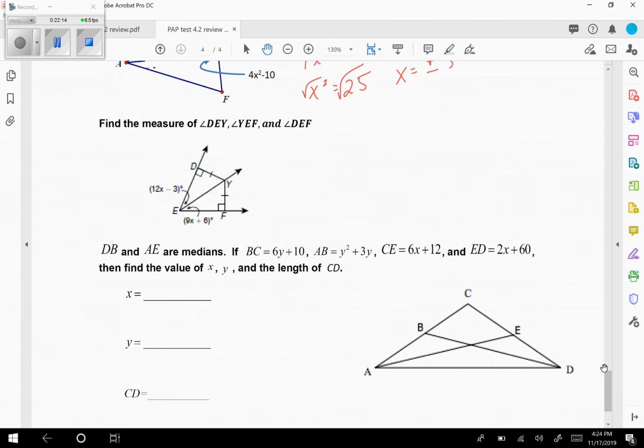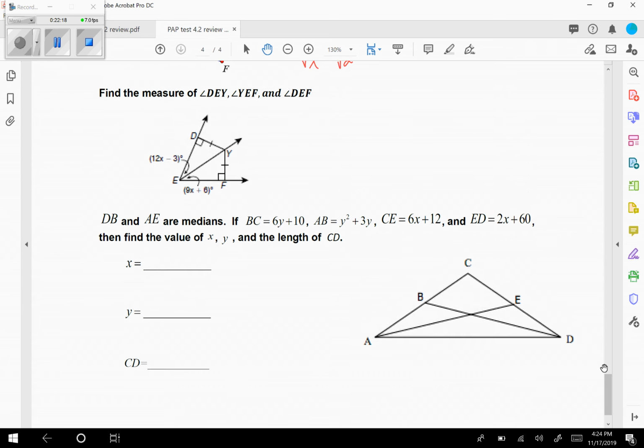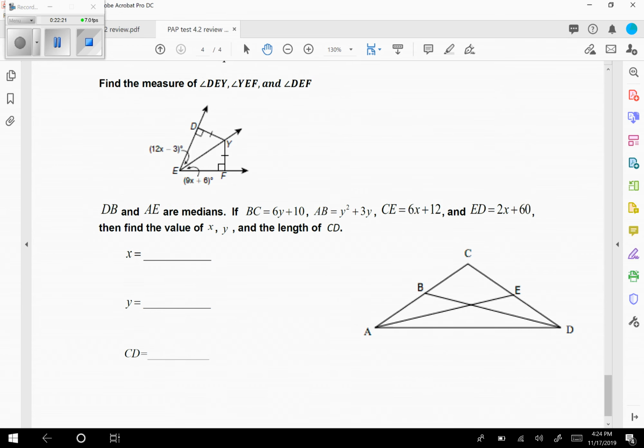All right. And here's our last one. It says, find the measure of angle DEY, angle YEF, and angle DEF. So we have to basically find the two halves here and then the whole thing. Now, using our markings, I see we're measuring at a right angle here, and they're congruent, so I know that this line in the middle is an angle bisector. So that tells me that 12x minus 3 will be equal to 9x plus 6.